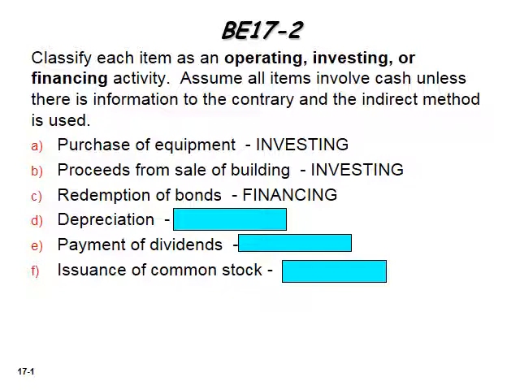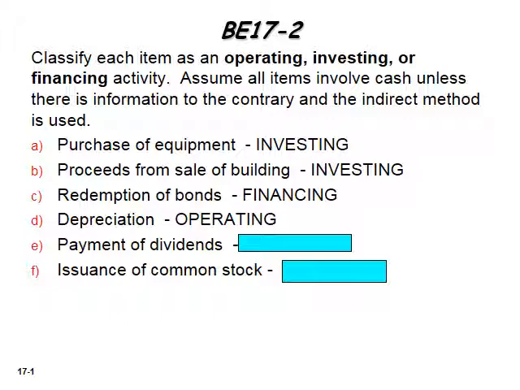Now, depreciation expense, because depreciation is a non-cash activity. However, if we are doing an indirect method, it would be an operating activity because we would be starting with net income and we have to adjust from net income to cash basis. So you would have to take the non-cash depreciation expense and adjust it out of net income to get to cash flow. Payment of dividends.